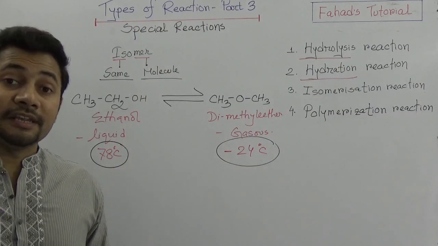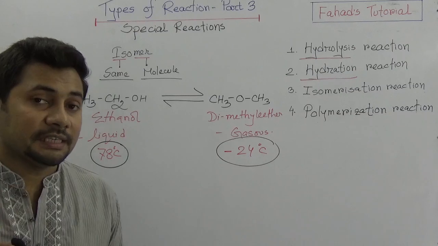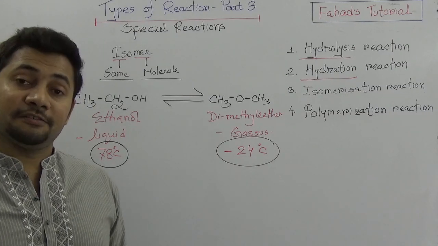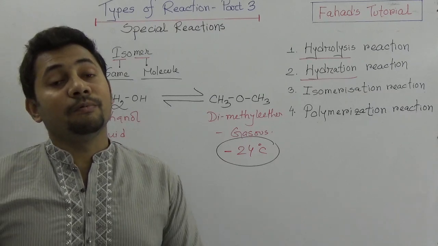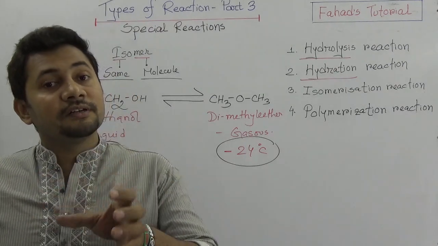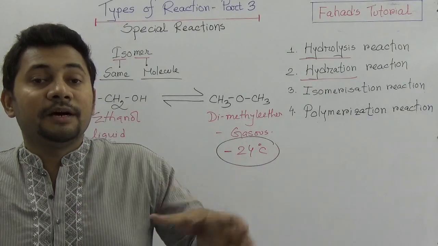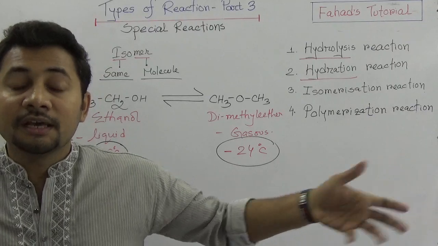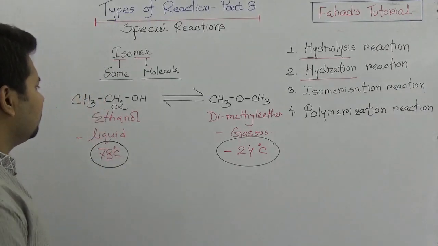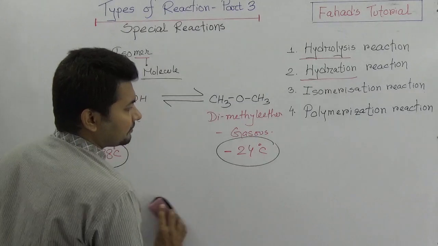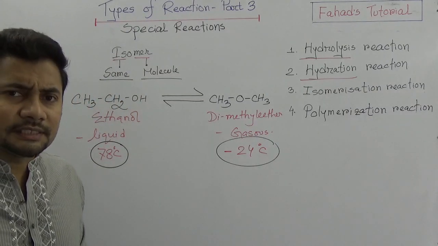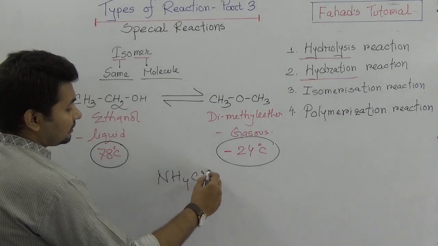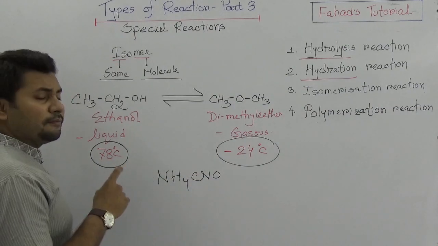Like what type of reaction can be there? So I hope you understand the definition of isomer and also the definition of isomerization reaction, in which the molecular formula won't change but compounds with different properties will be produced. This is called isomerization reaction. Like, think about ammonium cyanate, NH4CNO. This is a revolutionary reaction.